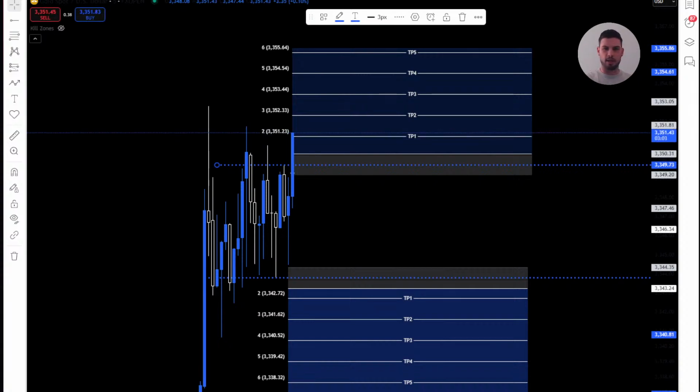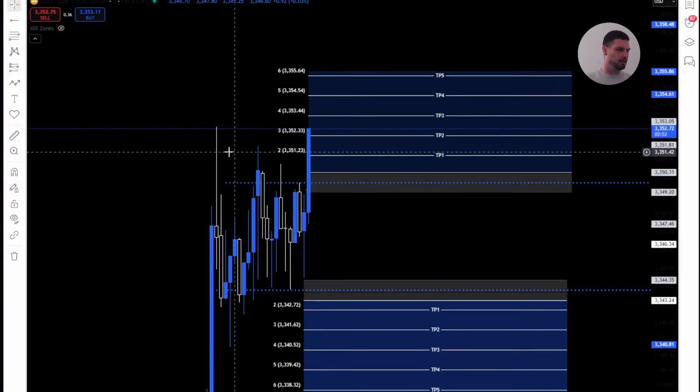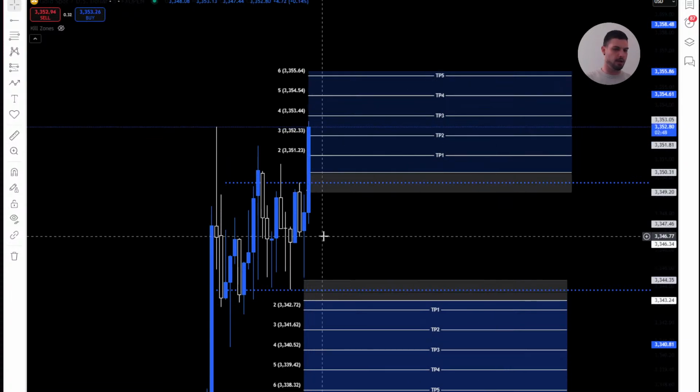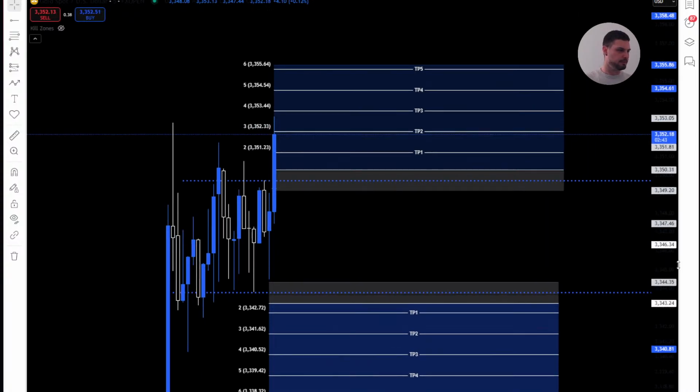All right, TP1 hit. So you can close your position off there. Heading towards TP2. Bang. TP2 hit. Now this one looks like it's going to keep moving. It's very, very bullish. So we'll go to hit a TP3 potentially. So it plays out.